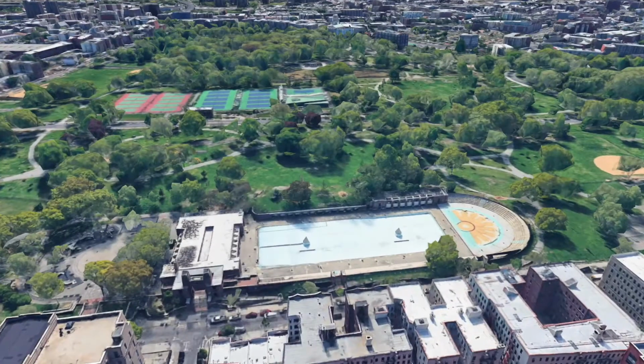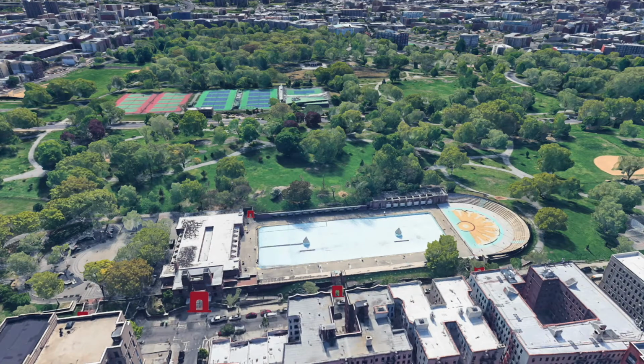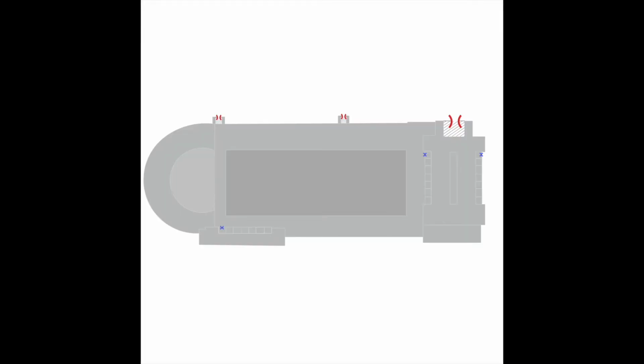Also, with this diagram, we wanted to show the thresholds of the pool building. So there are these main thresholds that are represented with red. There's this main gate, which is the bigger threshold, and then there are these smaller gates on the sides. And then there are these micro thresholds, the blue ones, that represent more private spaces inside the pool.